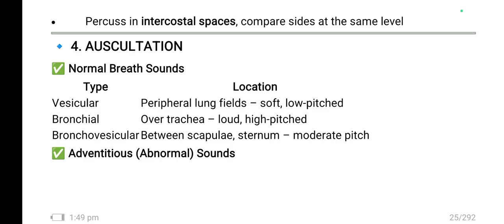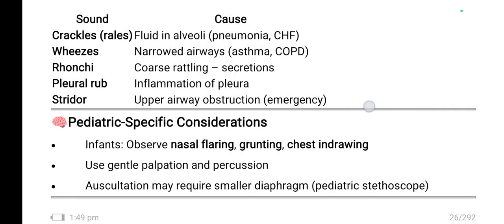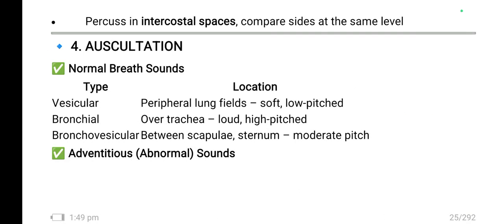Auscultation, normal breath sounds. If it's vesicular, over the peripheral lung field, soft and low pitched. If it's bronchial, over the trachea, loud and high pitched. Bronchovesicular, between the scapulae and sternum, moderate pitch. Adventitious means abnormal sounds. These are the normal breath sounds: vesicular, bronchial, bronchovesicular.